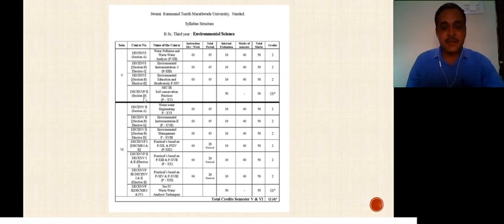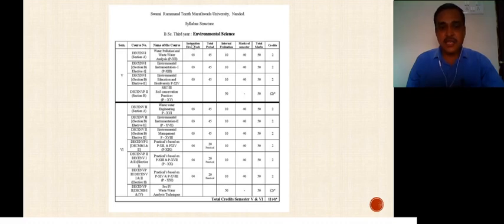There is one another paper, that is the skill enhancement course paper number 3rd, because in BSc second year we have already studied paper number 1st and 2nd of the skill enhancement course, so there is paper number 3rd. So these are the course numbers, then this is the name of the course or the name of the paper.